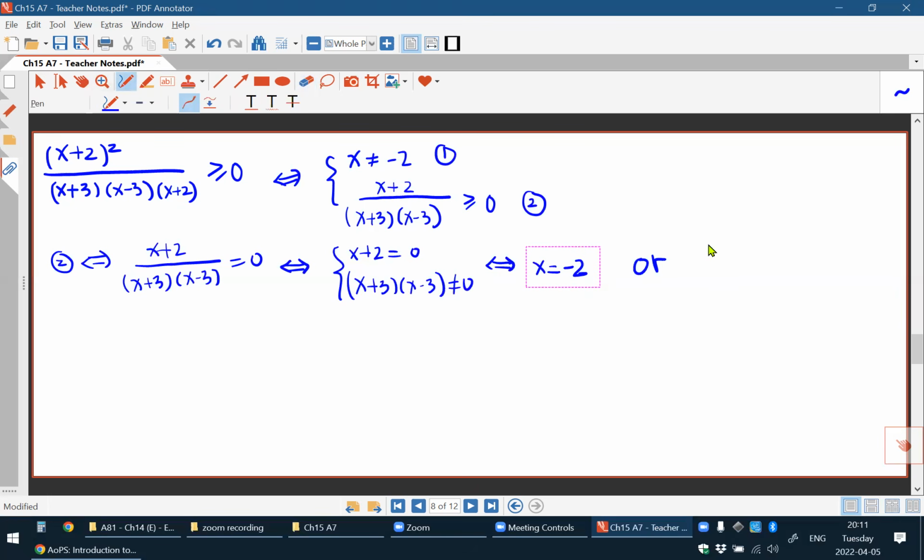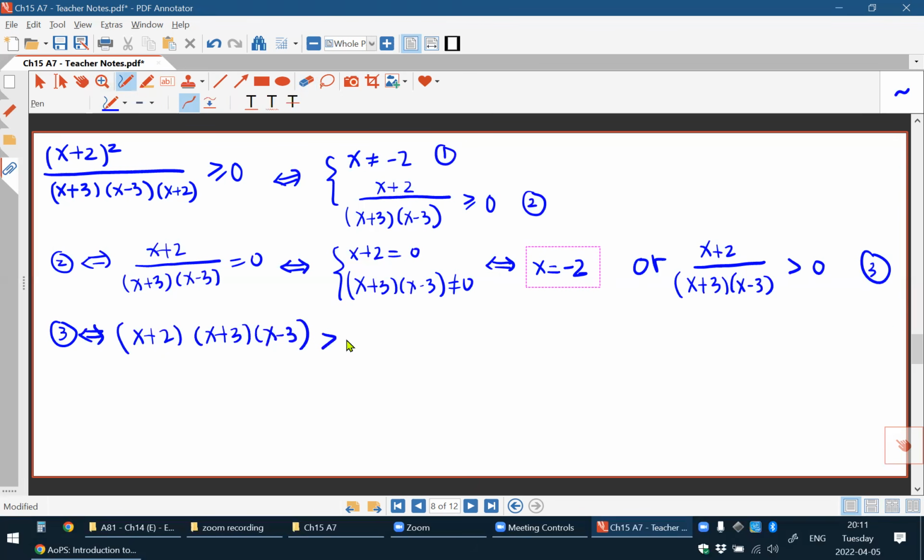Or another branch is (x+2)/((x+3)(x-3)) can also be greater than 0, right? Let's call this number 3. And we already know that number 3 can be equivalent to the product between the numerator and the denominator being greater than 0, right? Okay, then we consider the function on the left because it simply is a polynomial function.